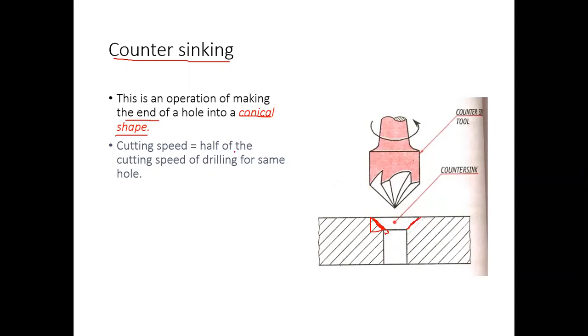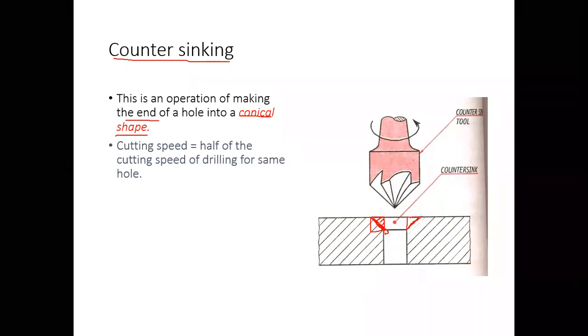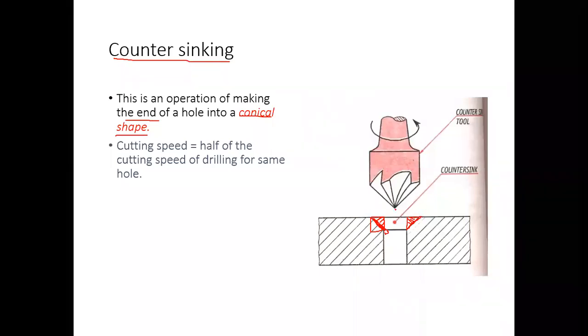The cutting speed here is going to be half of the cutting speed of the drilling machine. This is similar to the reaming process, because whatever excess material is there, we remove. Whatever the red hatched portion I have drawn, this hatched portion we are removing. This is similar to a farm tool, with an inclined cutting edge removing the material. It's a very simple operation, not a difficult one.